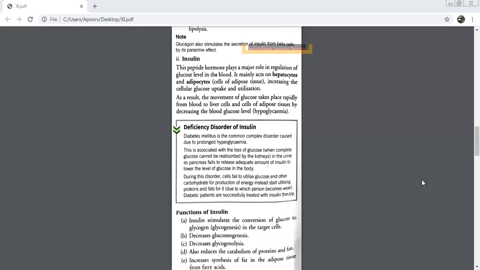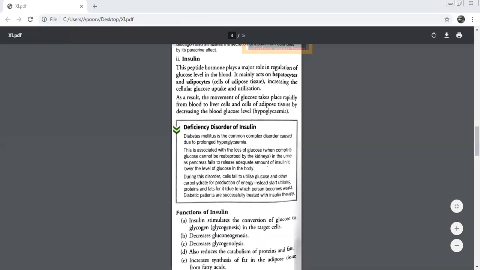Obviously, if the cells are not taking much, then it is increasing. Here, it is just the opposite, beta. What is happening? The uptake is increasing or decreasing? Increasing. What will happen to the blood sugar level? It will increase or decrease? Decrease. So this is how insulin works. It will increase the utilization of glucose by special cells, not all the cells.